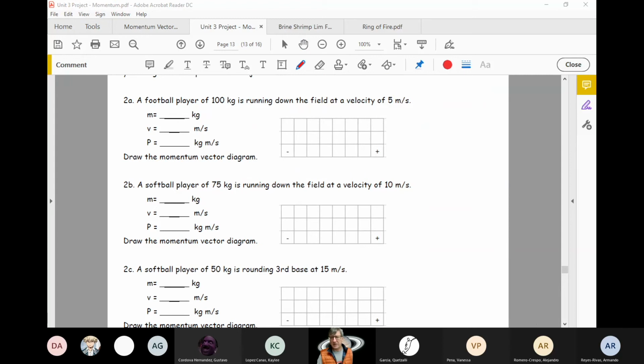So, is there anybody that doesn't know what I'm talking about when I say they need to be drawn to scale or they don't need to be drawn to scale? Okay, so basically if one is twice as big as the other, then the circle that represents it should be twice as big. If it has half the momentum, then the arrow should be half as long, right?